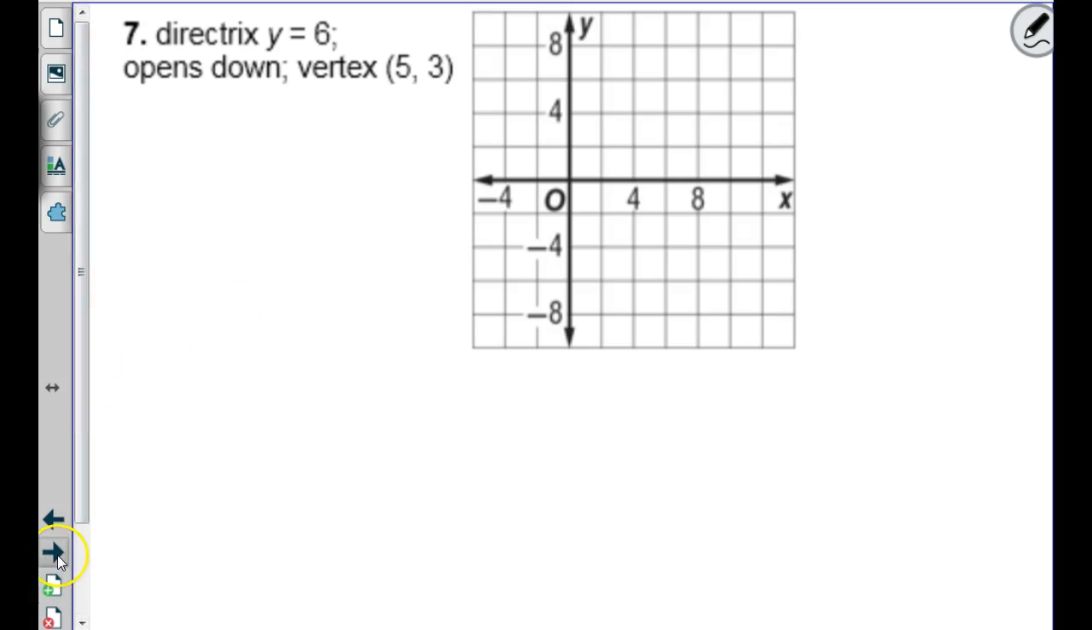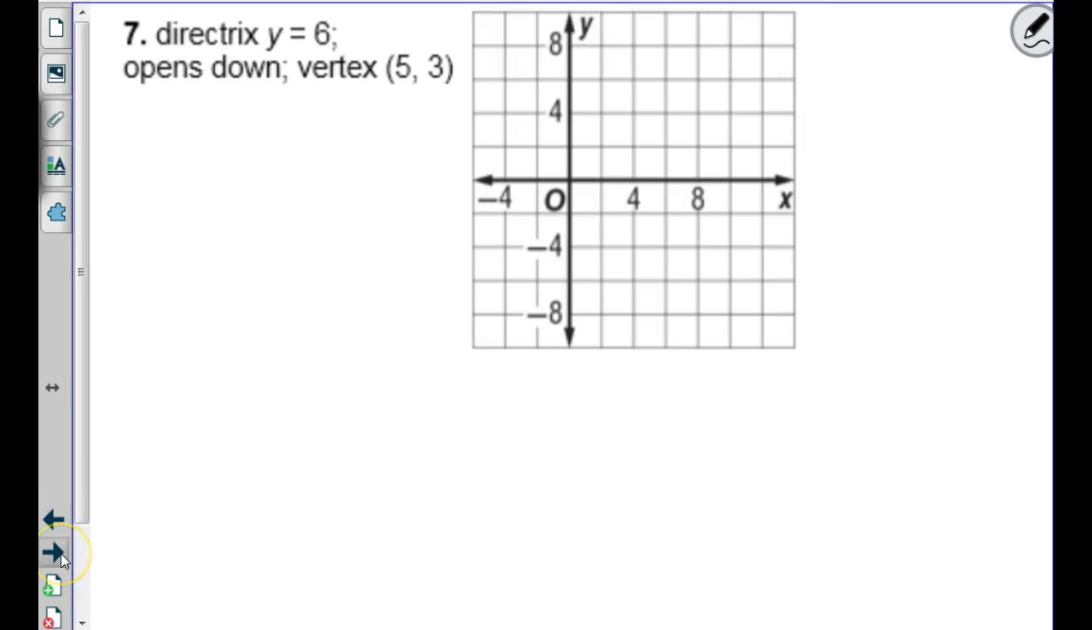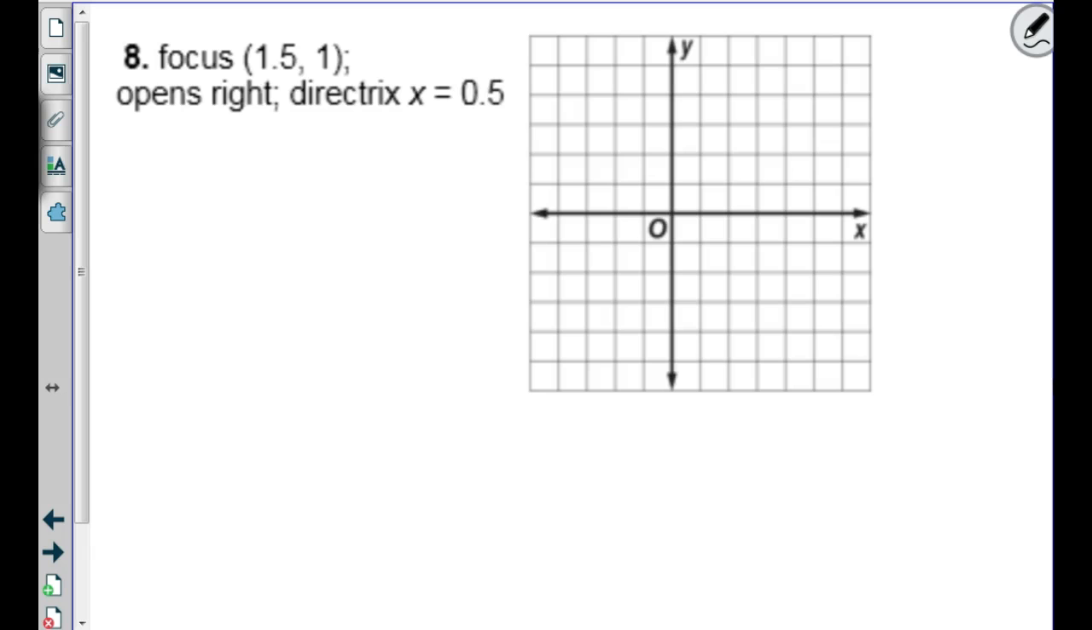We want to do one where they give us the directrix. Would you like to do number 8 or number 7? We only have time for one. 7? No? Let's do 7. You want to do 8? Okay.